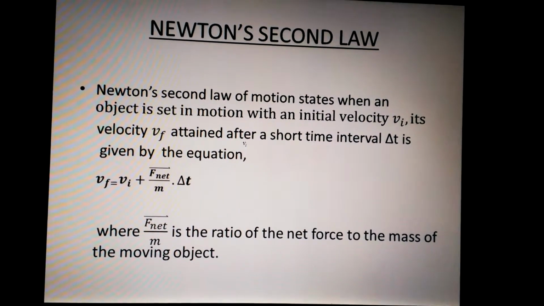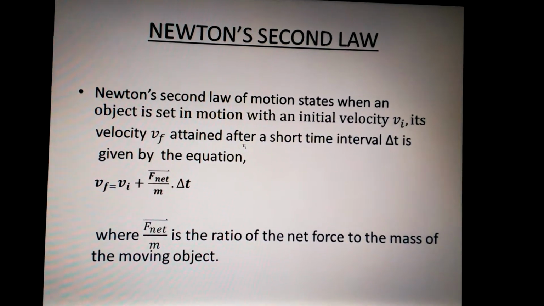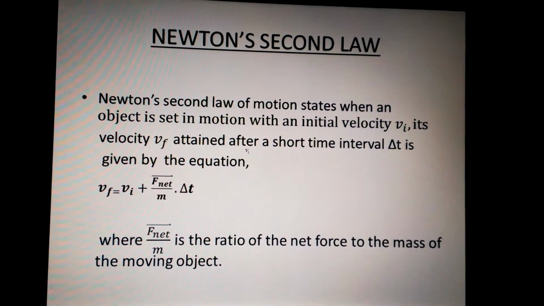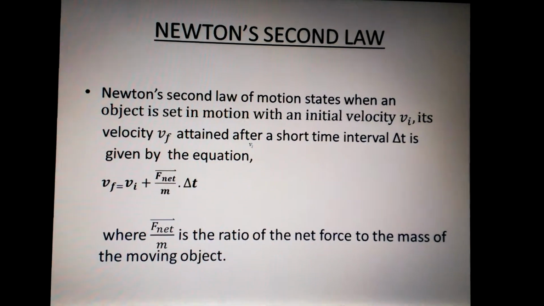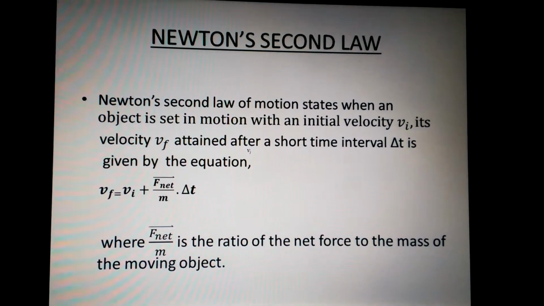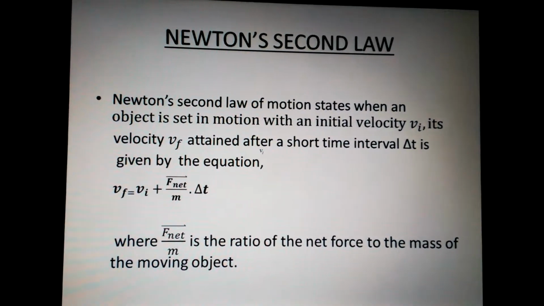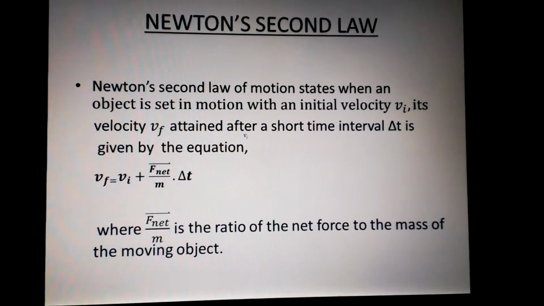Newton's second law states that if an object is set in motion with an initial velocity v sub i, its velocity v sub f attained after a short time interval delta t is given by the equation v sub f equals the initial velocity plus the ratio of the net force to the mass of the moving object times the time interval delta t.